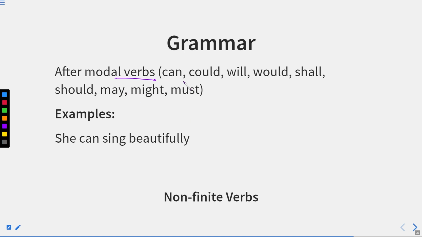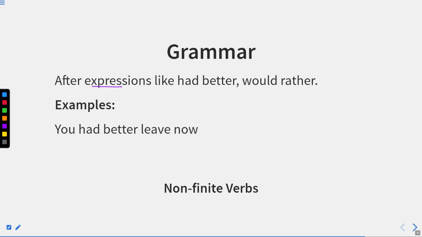After modal verbs: can, could, will, would, shall, should, may, might, must. After these modal verbs, we cannot have to. In fact, we just have verb first form. For example, she can sing beautifully. So can is a modal and sing is verb 1. After expressions like had better, would rather, etc. You had better leave now. So had better plus leave. Leave is the verb first form, which is a bare infinitive.